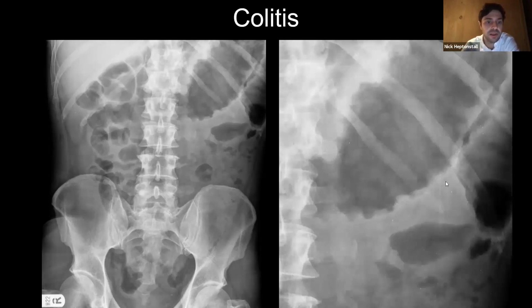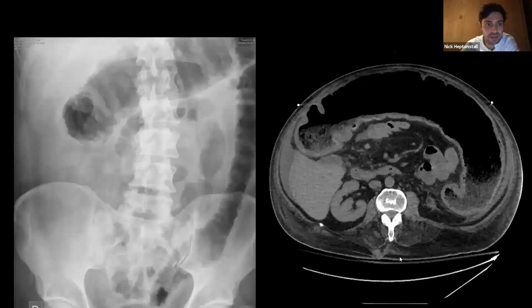Now, colitis from a plain film is extremely difficult to differentiate between the causes, inflammatory, infective, or ischemic. So this on its own would warrant a CT without any clinical information. So this case is essentially similar to the last one, but far more extensive.